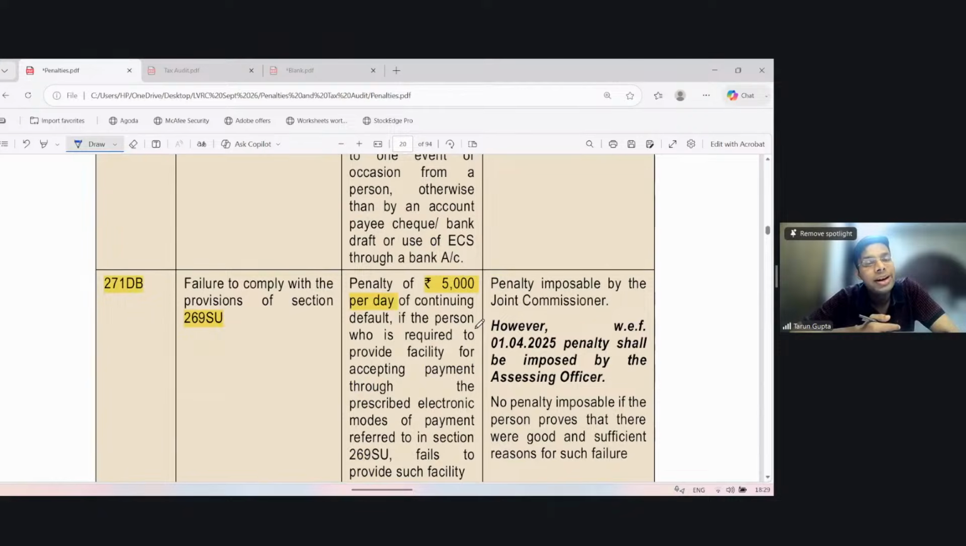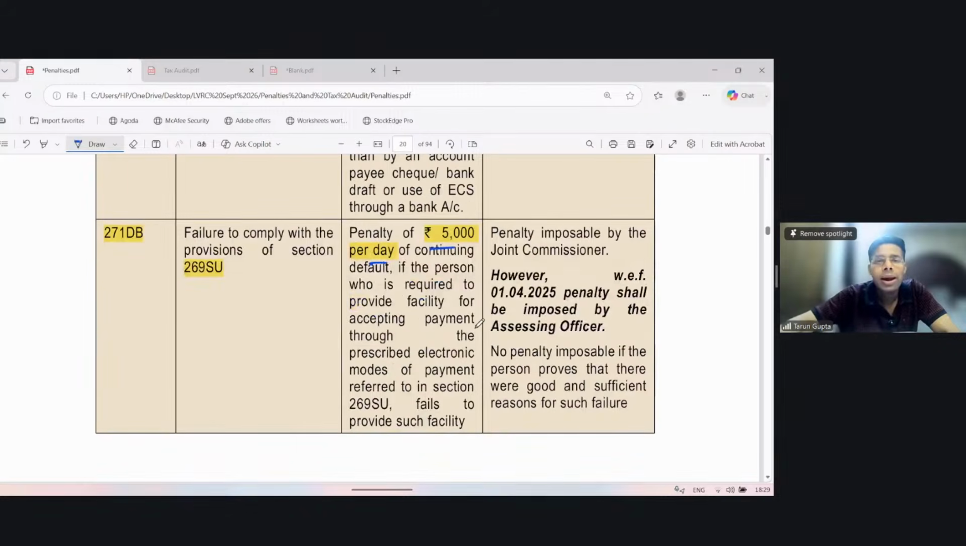Then there is 271DB. It is for contravention of the provision of 269SU. The penalty is rupees 5,000 per day in case of continuing default. So 269SU says that the assessee has to provide the facility for receipt through banking channel. If the assessee failed to provide such facility, the penalty is equal to 5,000 per day.